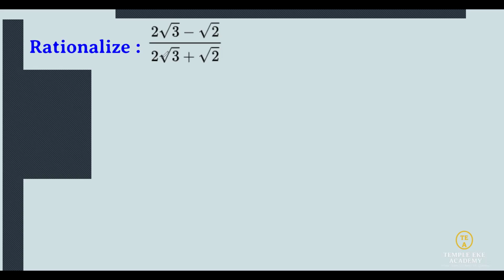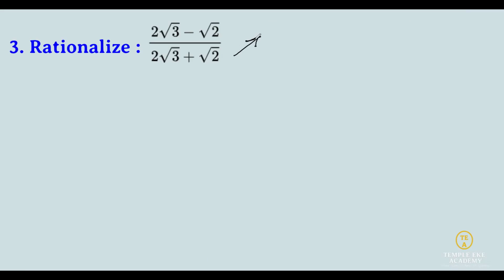Let's go. Determine very quickly the conjugate of the denominator. What's the conjugate of the denominator? It's going to be the same terms, 2 root 3 and root 2, but now separated by a different sign, opposite their original sign. Plus here originally, now we have minus. This is the conjugate we're going to use to multiply the numerator and the denominator.